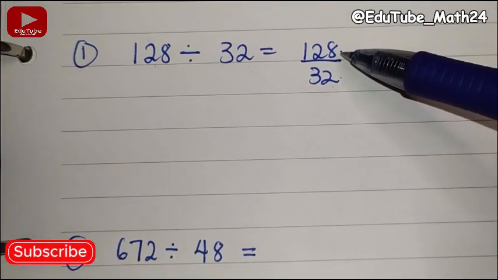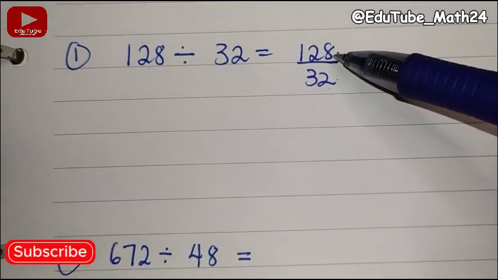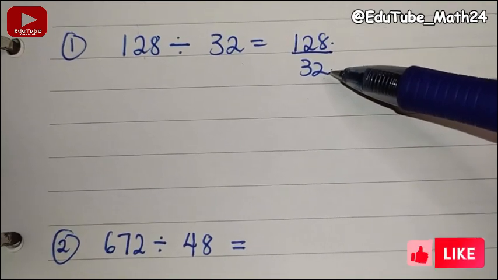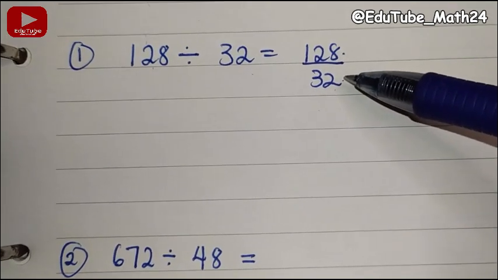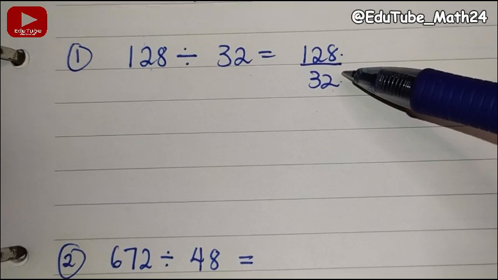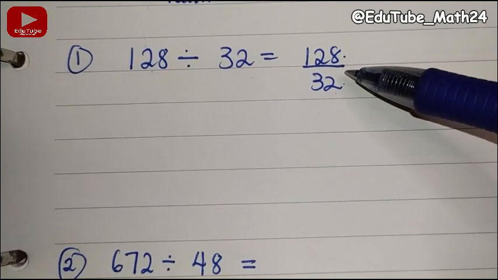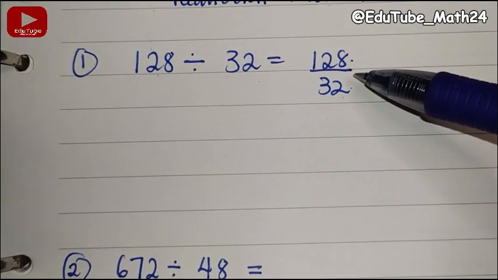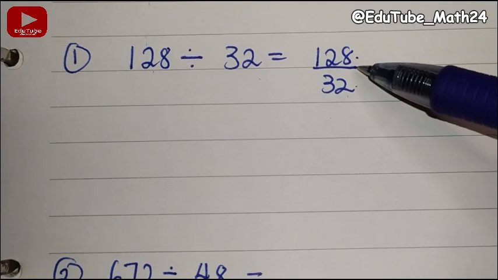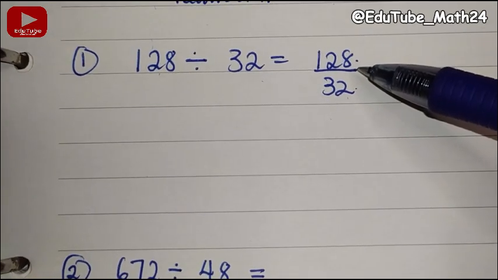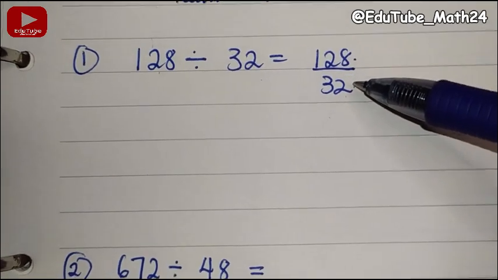So 2 can divide 128 and 32. By the way, how did I know that? According to the divisibility rule of 2, 2 can divide all even numbers and all numbers that end with a 0.